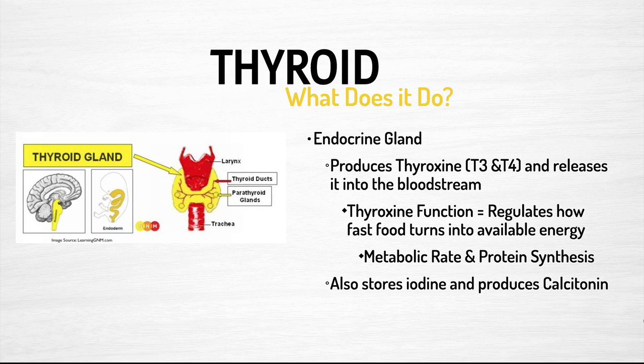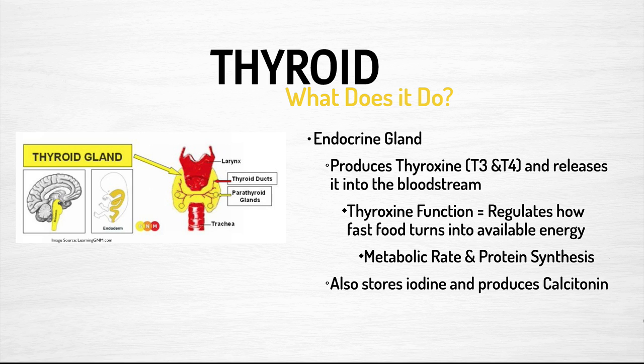Okay, so let's talk about the anatomy of the thyroid and what it does. So there are 3 parts to the thyroid glands. It's the thyroid gland itself, the thyroid ducts, and the parathyroid glands. And each of those different areas has a different biological conflict associated. So we will address all 3 of them in this presentation.